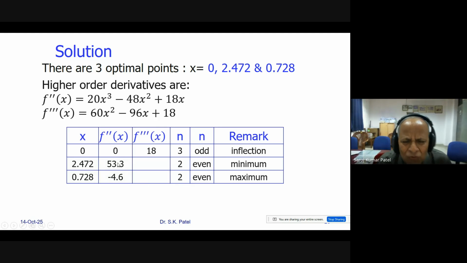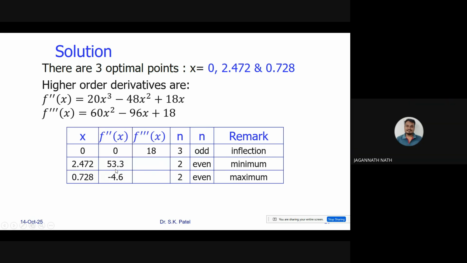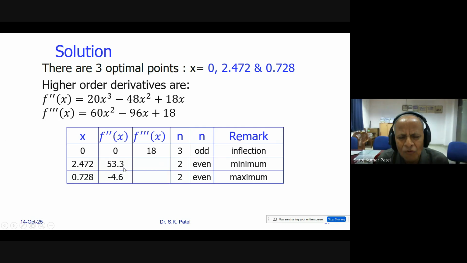Okay. So, will you go for the higher order derivative? Yes or no? Just like for x equal to 0, we found the third order derivative, we got 18. Should we also calculate the third order derivative here? No, no need, because we already got a non-zero value, that is 53.3. And at what order of derivative did we get this non-zero value? That is the second order derivative. That's why n is equal to 2.